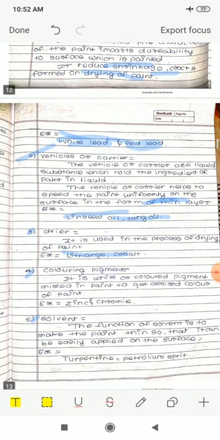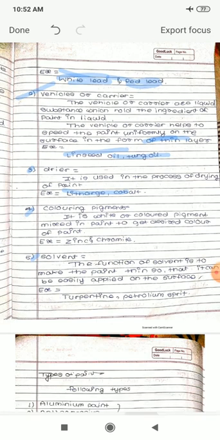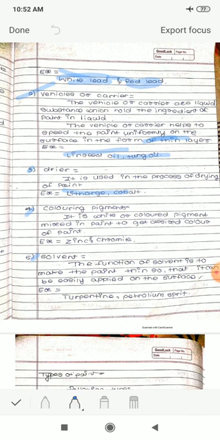Next one, coloring pigment. Coloring pigment means what? It provides the proper or desired color to the paint. For example, zinc and chromite. Next one, solvent. The function of solvent is to make the paint thin, in a thin layer, so that we can easily apply the paint on the wall surface. Examples are turpentine and petroleum spirit.